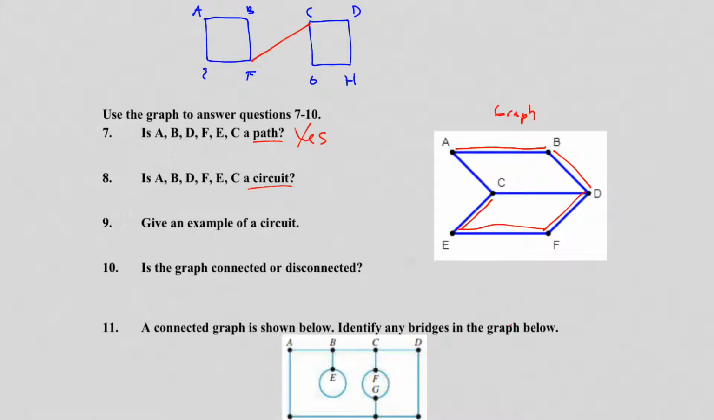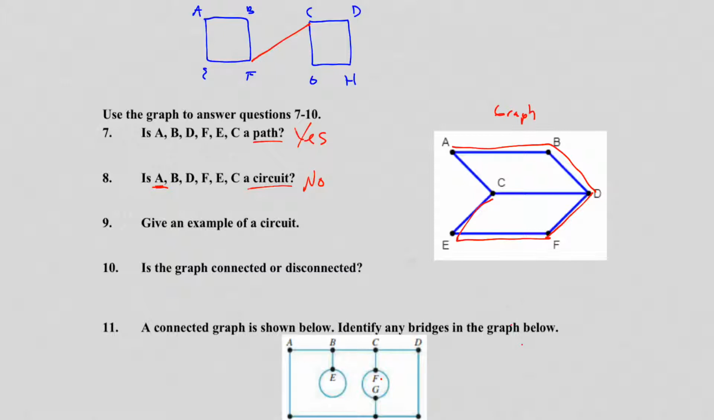Now, without even tracing it, is it a circuit? No. How do you know? Because it doesn't end with an A. Perfect, perfect. Yeah, it's got to end at the same spot, okay? So it starts at A and it does not end at A. Therefore, immediately, without even tracing the path, you know it's not a circuit. Okay? So let's just verify that very quickly. So A, B, D, F, E, C. Oh, that was the same one. Sorry.